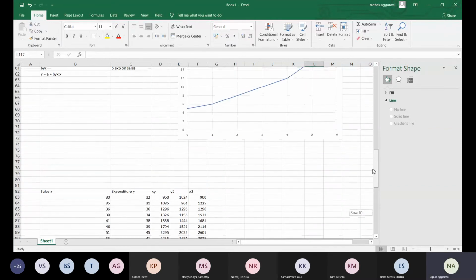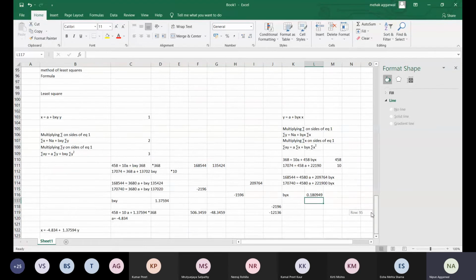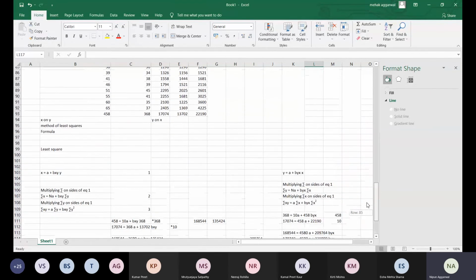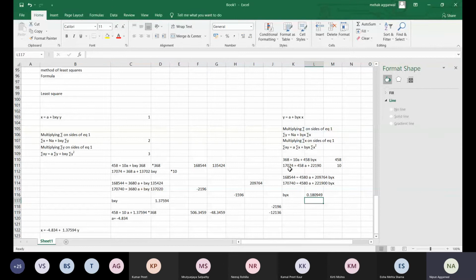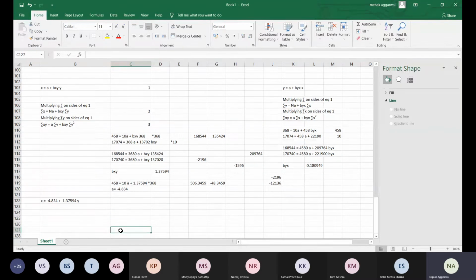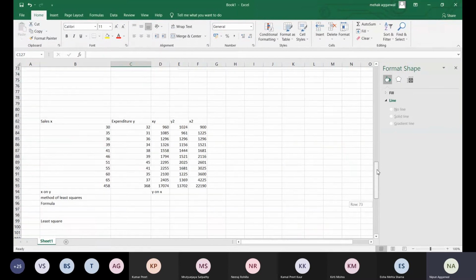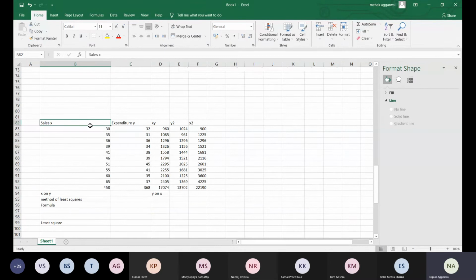Least square method clear hai? Yes, sir. Okay. So this is your least square. Now we have to do the same question with formula method. So the formula method will also give the same results, but the method is different. So let's do the same question with the formula. You can check the answer is the same.